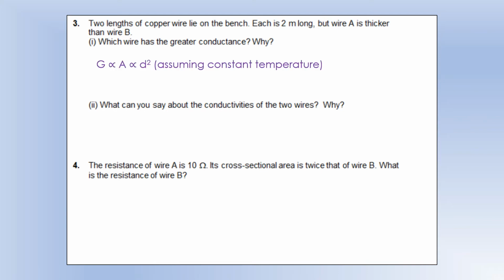So conductance is directly proportional to cross-sectional area, and area is calculated by doing pi d squared over 4. So area and diameter squared are directly proportional too. Putting those two things together, conductance is directly proportional to diameter squared as long as temperature is the same. So the thicker you are, the bigger conductance you're going to have, or the larger current is able to flow through, essentially. What can you say about the conductivities of the two wires and why?